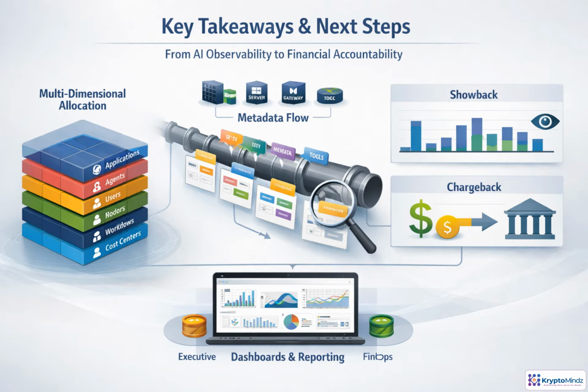The key idea is simple. Tagging turns observability into accountability. Capture metadata early, carry it through every gateway, workflow, model call, and tool, then allocate costs across the dimensions that matter to the business. Showback creates visibility. Chargeback adds ownership. Next, we'll use this allocation foundation to build dashboards that guide executives, engineers, and FinOps teams.